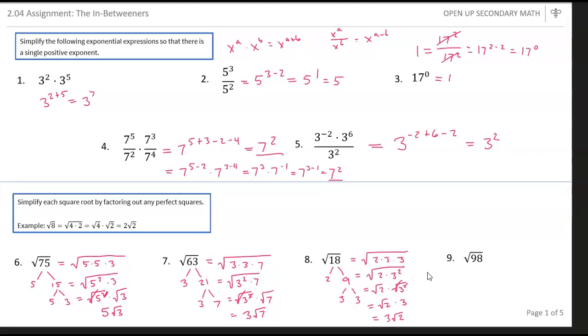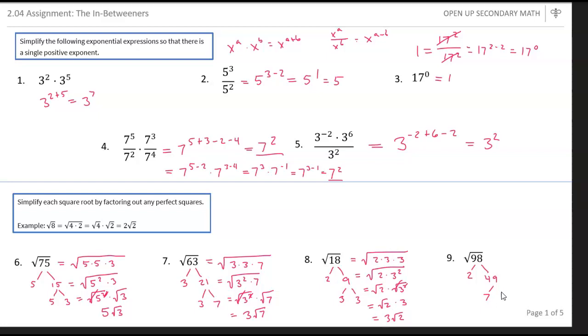So now let's look at our final problem on this page, 98. Just like in the previous one, this is even, so I'm inclined to try 2. In my calculator, 98 divided by 2 is 49. So 2 is prime. What about 49? Is 49 divisible by anything? 49 is a perfect square, right?